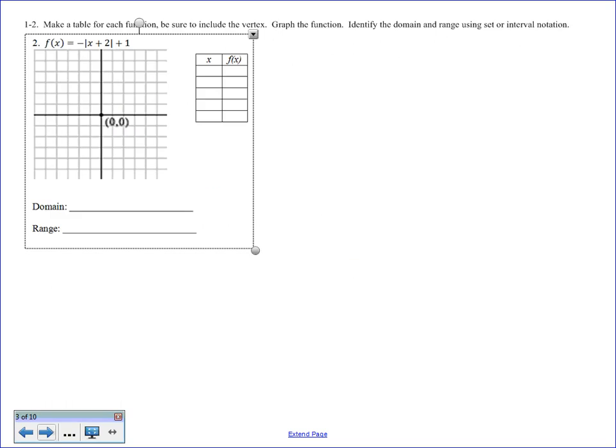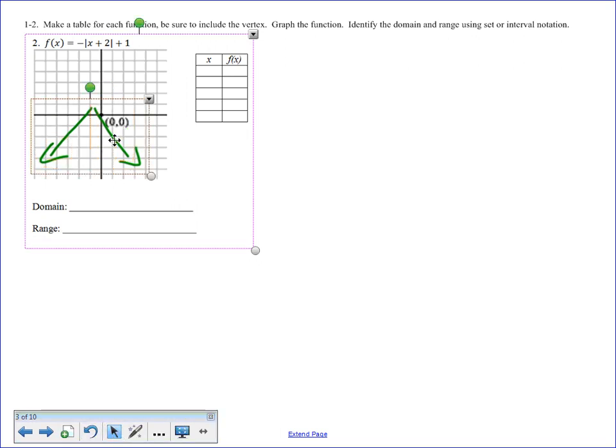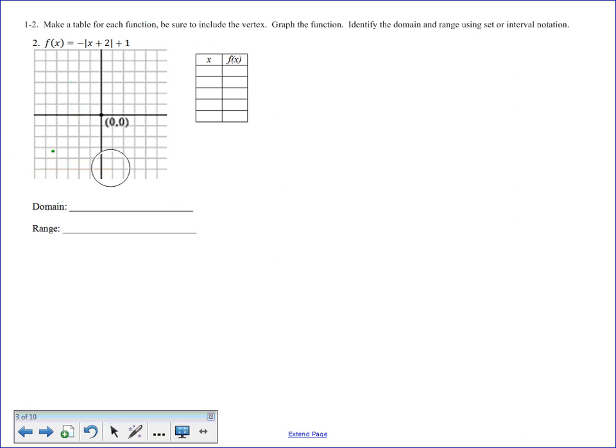So for this one, all right, this is an absolute value function. But it's going to be shifted. It's going to be shifted to the left 2 and up 1. So now I'm going to end up with a graph that looks kind of like that. But we want exact values, and we want it to include the vertex.